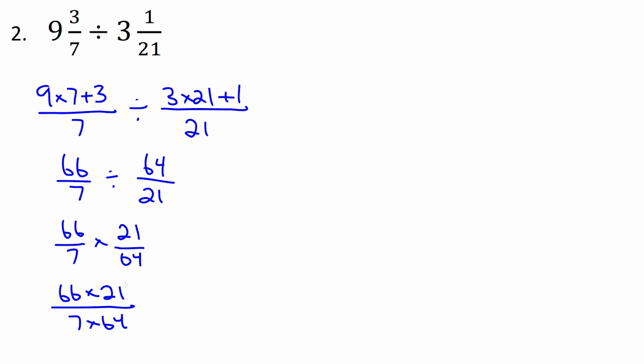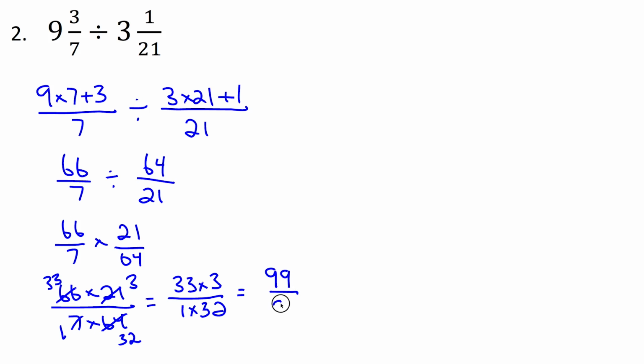And now let's look for common factors. 7 and 21 are both divisible by 7, so that leaves us with a 1 in the bottom and a 3 in the top. 66 and 64 are at least both divisible by 2, so 64 divided by 2 is 32, and 66 divided by 2 is 33. And those two don't share any more common factors. So we'll have 33 times 3 over 1 times 32. So this is equal to 99 over 32.